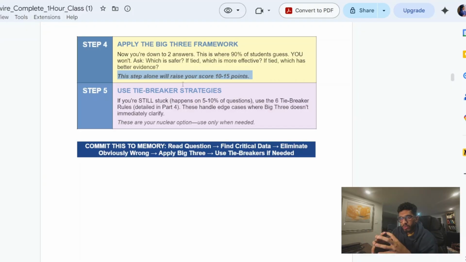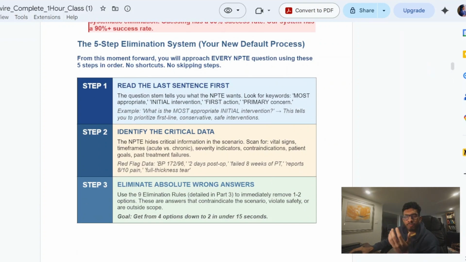Some questions seem so hard that you don't really get whether they're asking for ortho, neuro, cardio, or everything together. Then you need to use some other technique, which is the 6 tiebreaker rules. These are your nuclear option, to be used only when needed. If you have steps 1, 2, 3, 4, 5 in your process flawless, effective and efficient, you're going to master every single NPTE question.